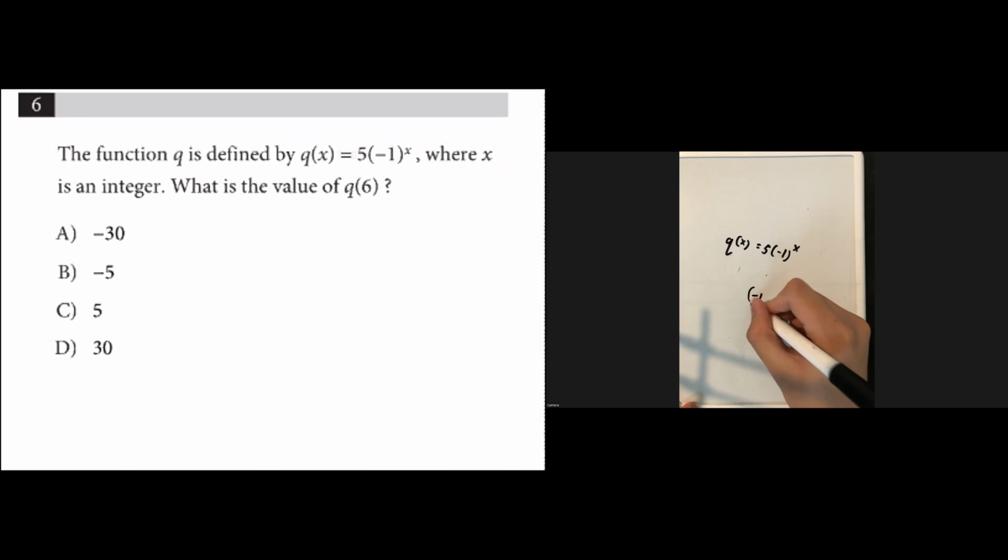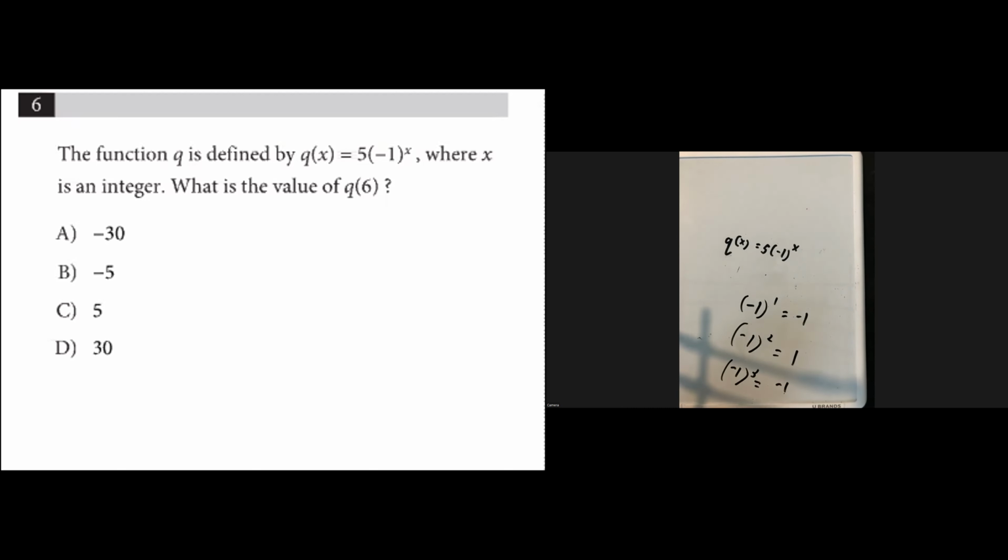So if you don't know what -1 to the 6th power is, then here's a way to do it. So -1 to the first power is just -1. -1 to the second power is just 1. -1 to the third power is again -1. And it'll just keep going on.